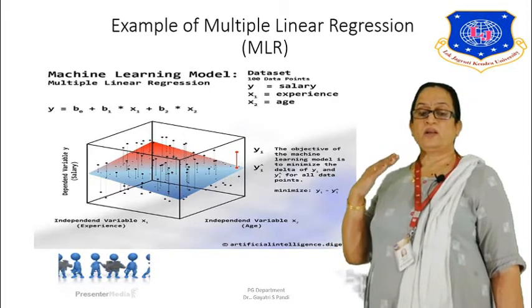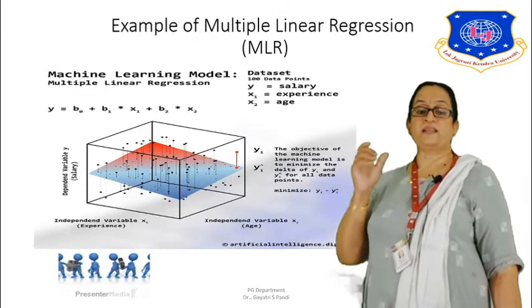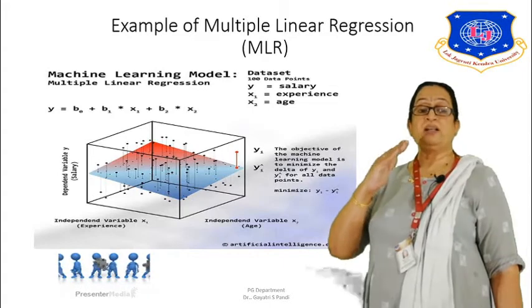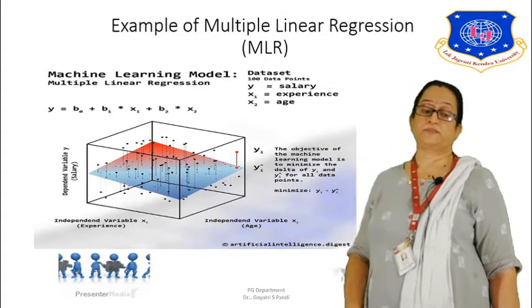Right? So your main intention is to try to minimize yi minus y hat, that is the error factor. You try to predict as close as possible. So that is done by using MLR.